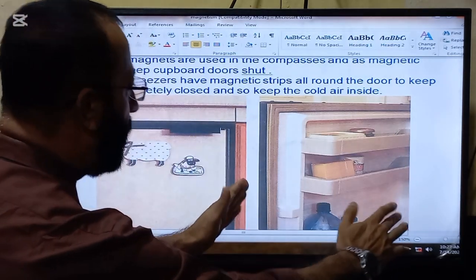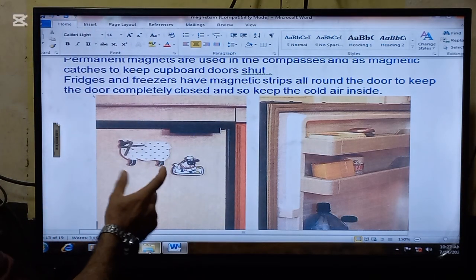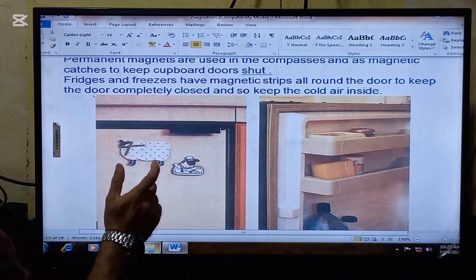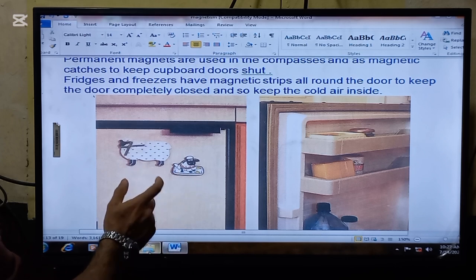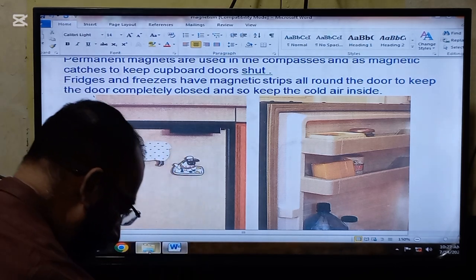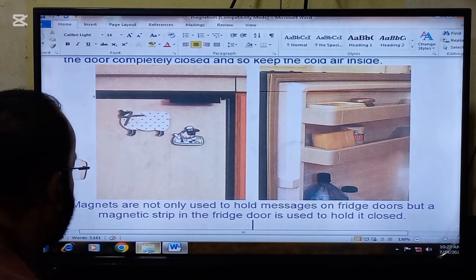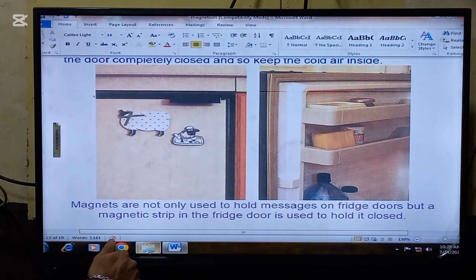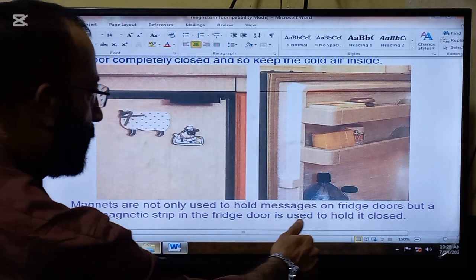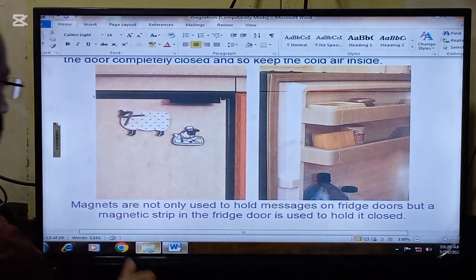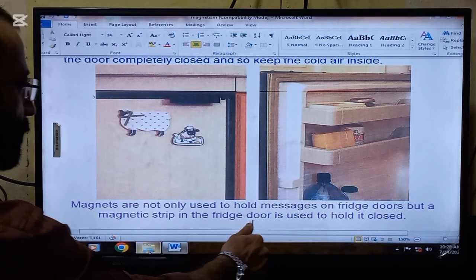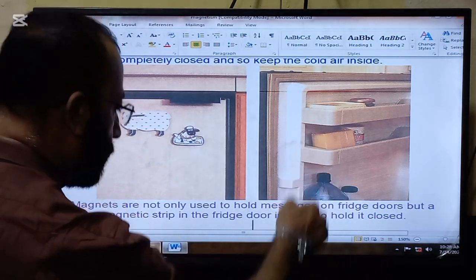These are permanent magnets, and these are some kind of notes or decoration pieces that are attached to the doors of the fridge. Magnets are not only used to hold messages on the fridge doors, but a magnetic strip in the fridge door is used to hold it closed.